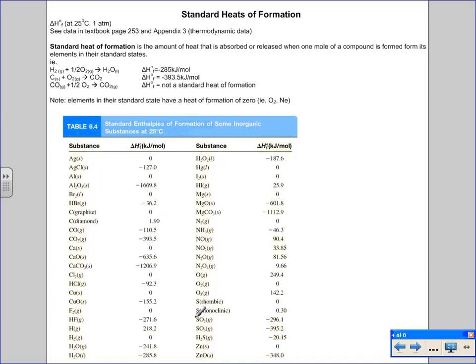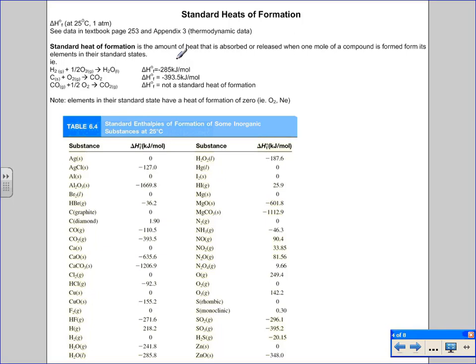Okay, at the back of your textbook in the appendix, there is an extended list of compounds and their appropriate delta H naught Fs, which you may need to refer to. On page 253, there's a simplified list of some key compounds. Now, what these values are is the amount of heat that is absorbed or released when 1 mole of a compound is formed from its elements in their standard states. This is a very specific definition, and it's one that we need to evaluate wholly.